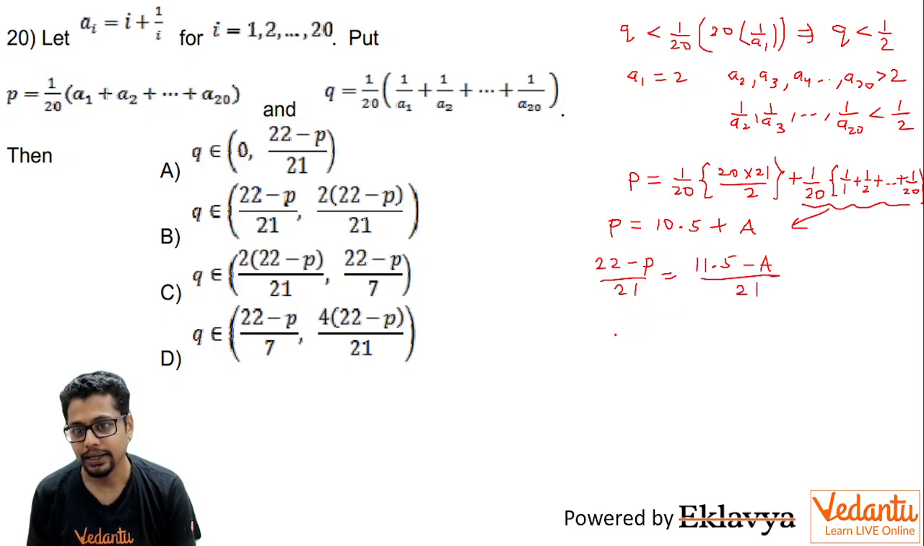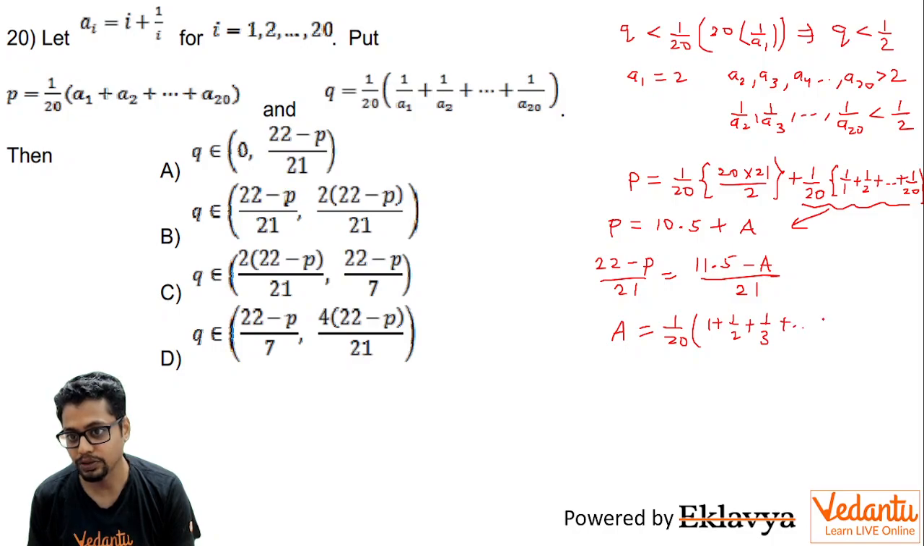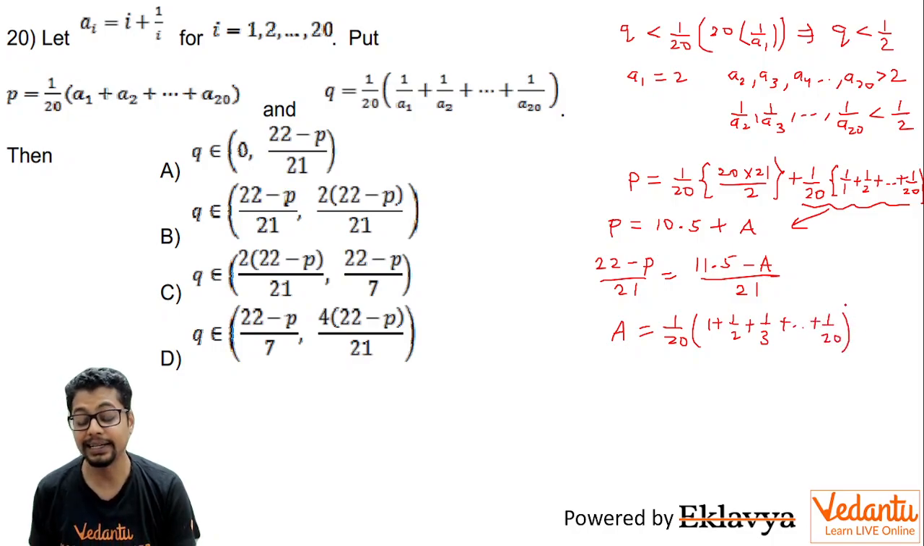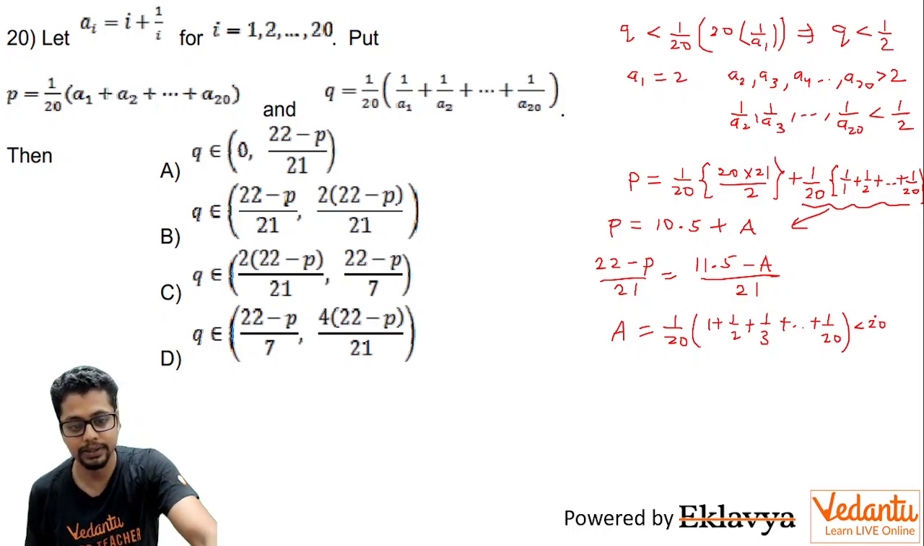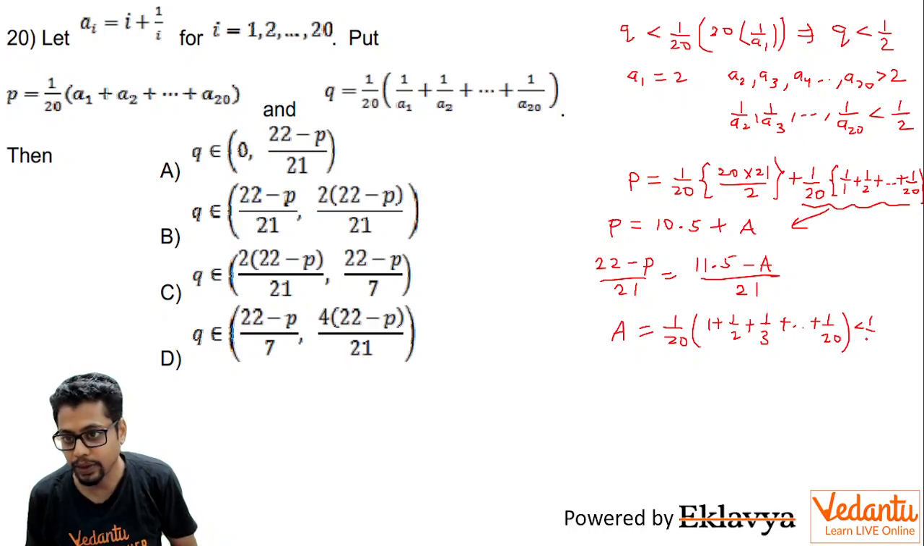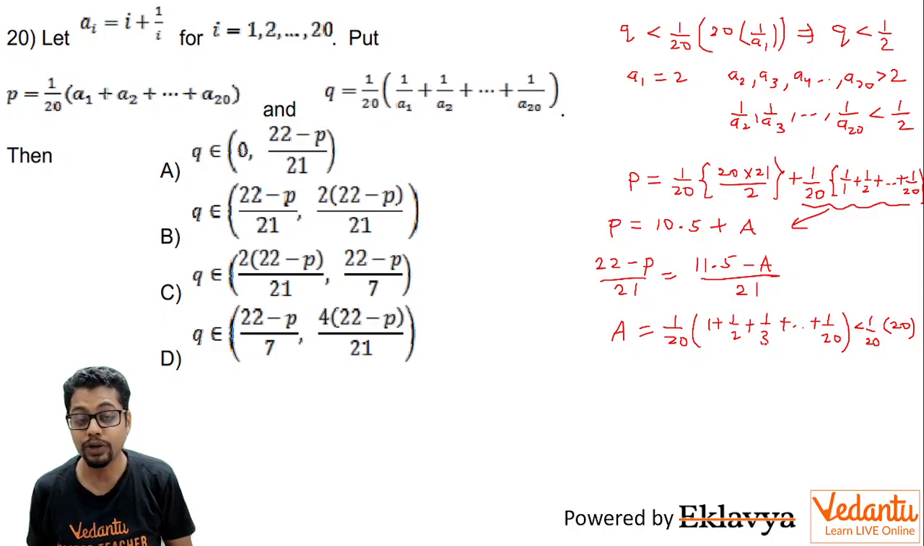And if you see carefully, A, which is 1 by 20 times 1 plus half plus 1 by 3 and so forth plus 1 by 20, is clearly less than 1 by 20 times 20. That means instead of half I am considering 1, and instead of 1 by 3 also I am considering 1. So 1 being added 20 times is much greater than this expression 1 plus half plus 1 by 3 and so forth plus 1 by 20. So I can clearly say A is much less than 1. That means A is definitely less than 1.